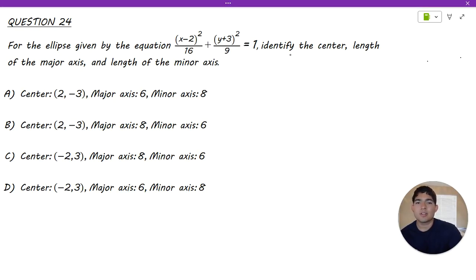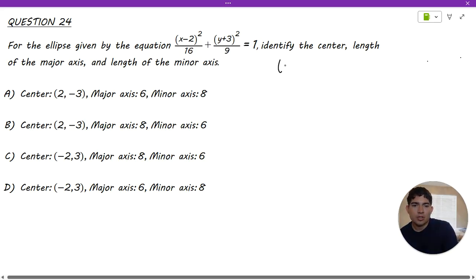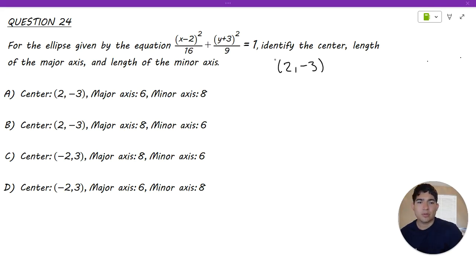We are going to find the center of the ellipse in the same way that we found the center of a circle. So we're just going to look at the transformations that we're given here, and we're going to take the opposite of what's in the parentheses to give us our x and y coordinates. So in this case, looks like our x coordinate is going to be a positive 2 and our y coordinate is going to be a negative 3. So this is going to be the center of the ellipse. We also need to find the length of the major axis and the length of the minor axis.